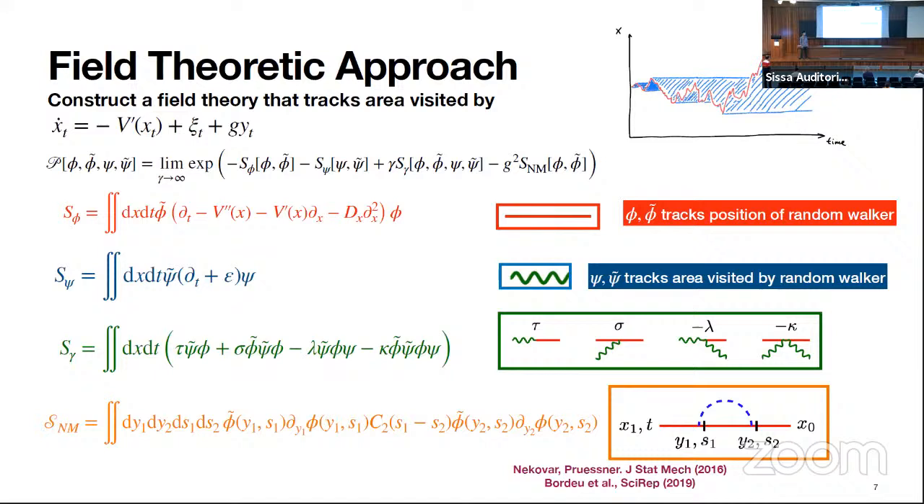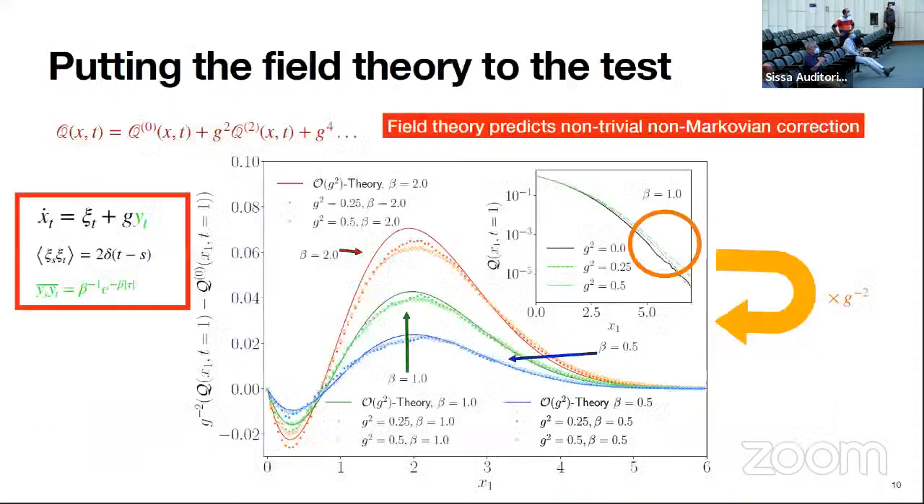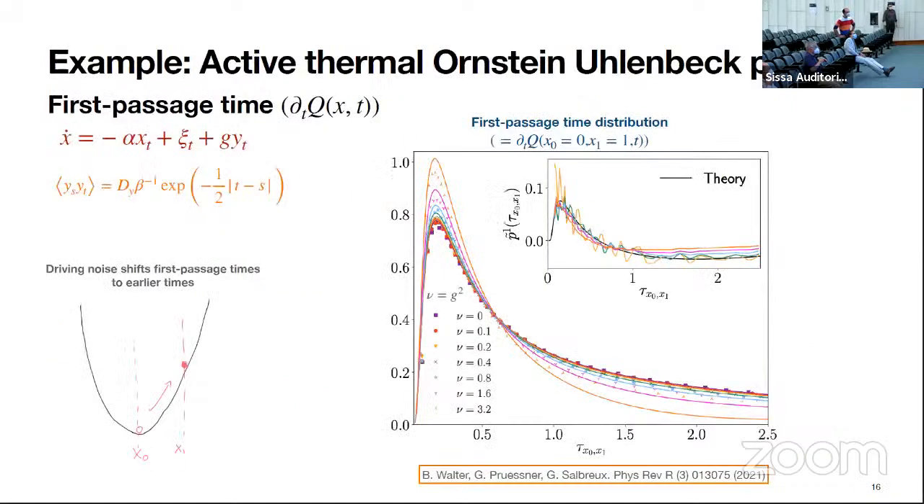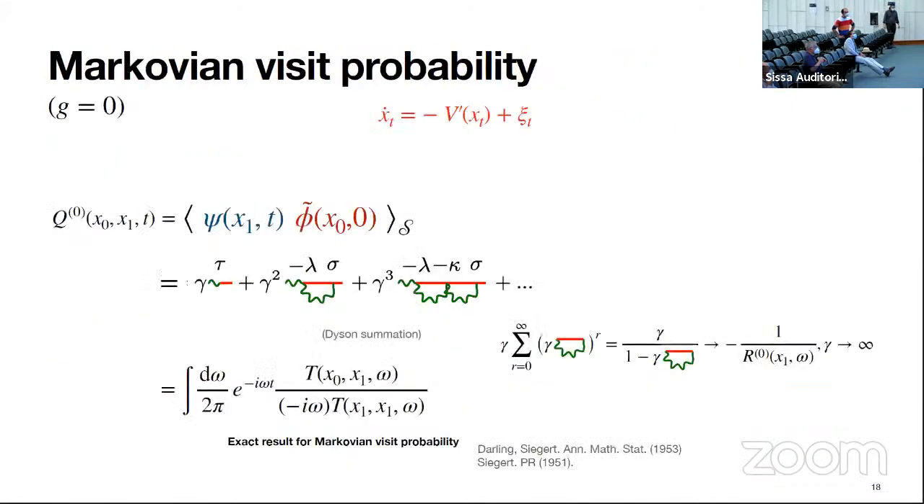So you can, of course, also study the area that's visited in a d-dimensional volume. Yeah. And my second question is, you mentioned the standard diagrammatic expansions that you have in field theory. So how do they look like? What is their interpretation, let's say, in describing the degree of non-Markovianity?